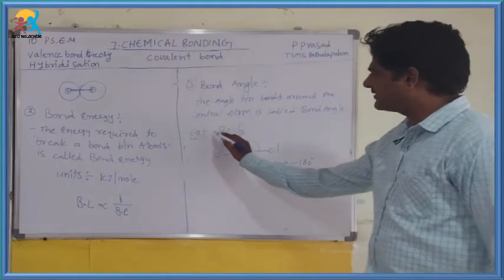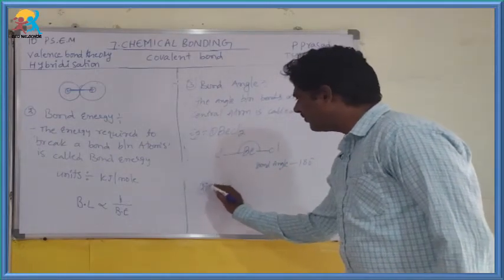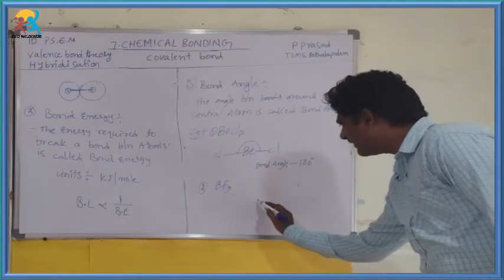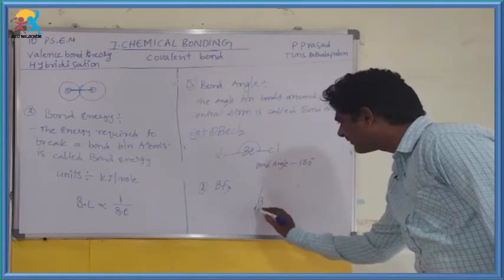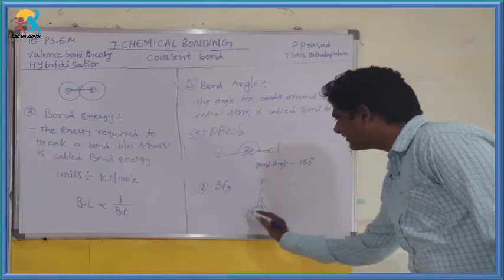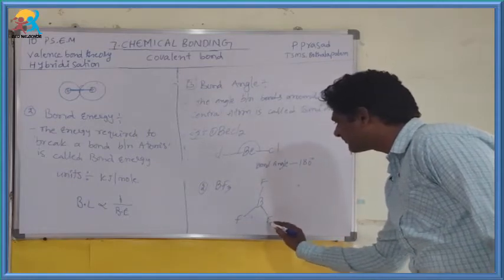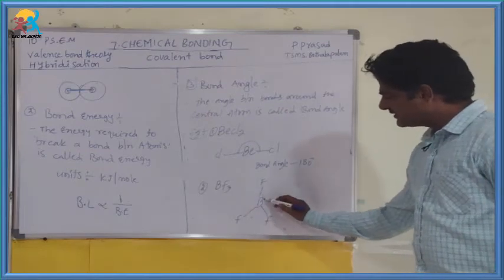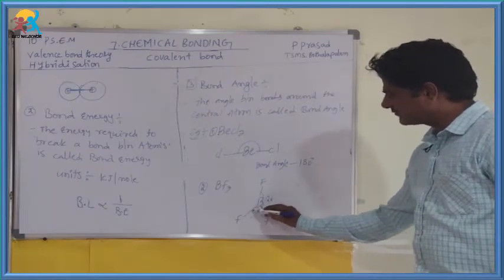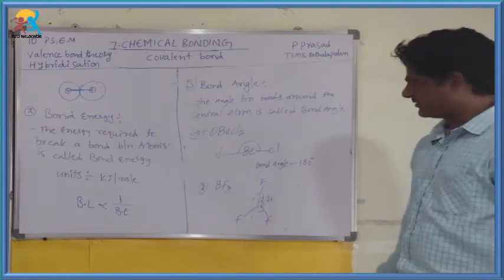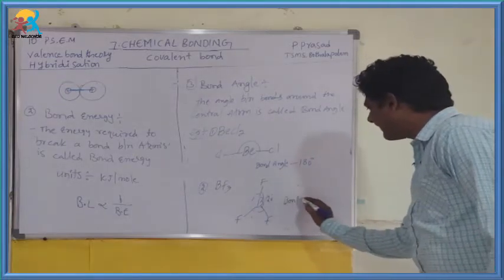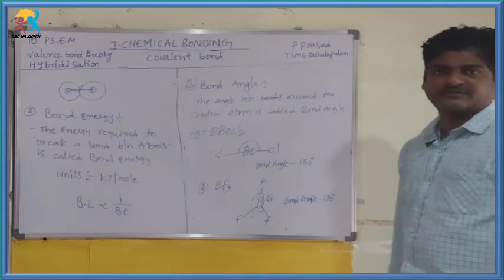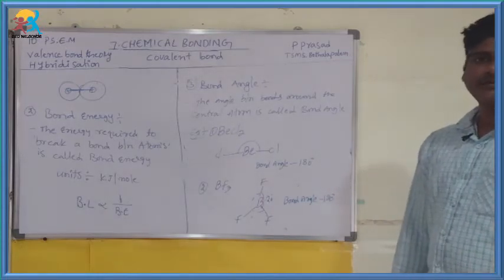I am taking another example, example 2, boron trifluoride. In boron trifluoride, each fluorine atom is arranged like this. What is the angle between the bonds? 120 degrees here. So the bond angle is 120 degrees. So these are the bond parameters.